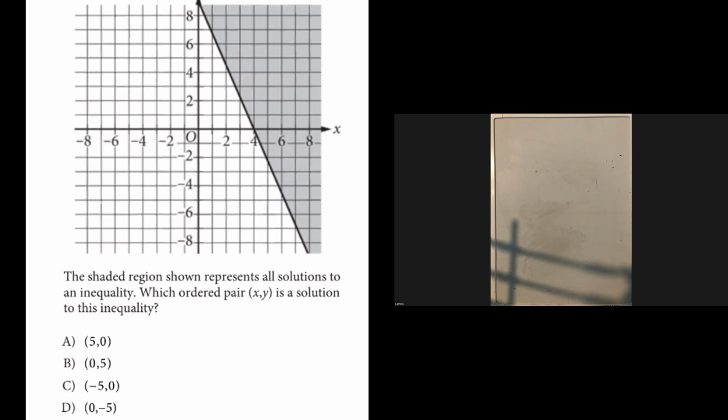All right, so for this one, we're just given the shaded region shows the solutions to the inequality. Which ordered pair is a solution? Basically, it's asking which ordered pair is within the shaded area. So A, we have (5, 0), which is. B, we have (0, 5), which is not. C, we have (-5, 0), which is not. And D, we have (0, -5), which is not. So the answer choice here would be A. That's about it. There's no real work that you have to do for this one.